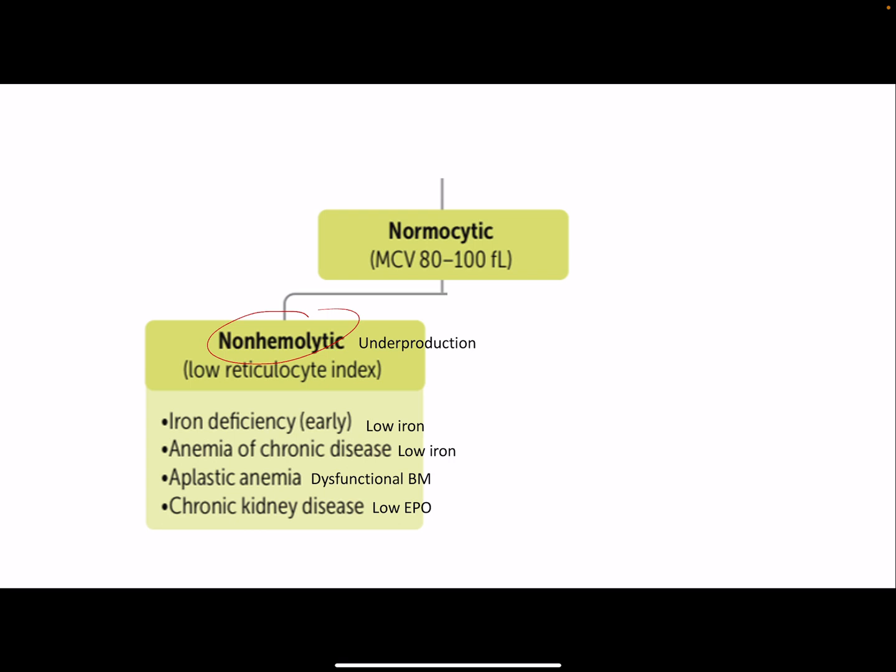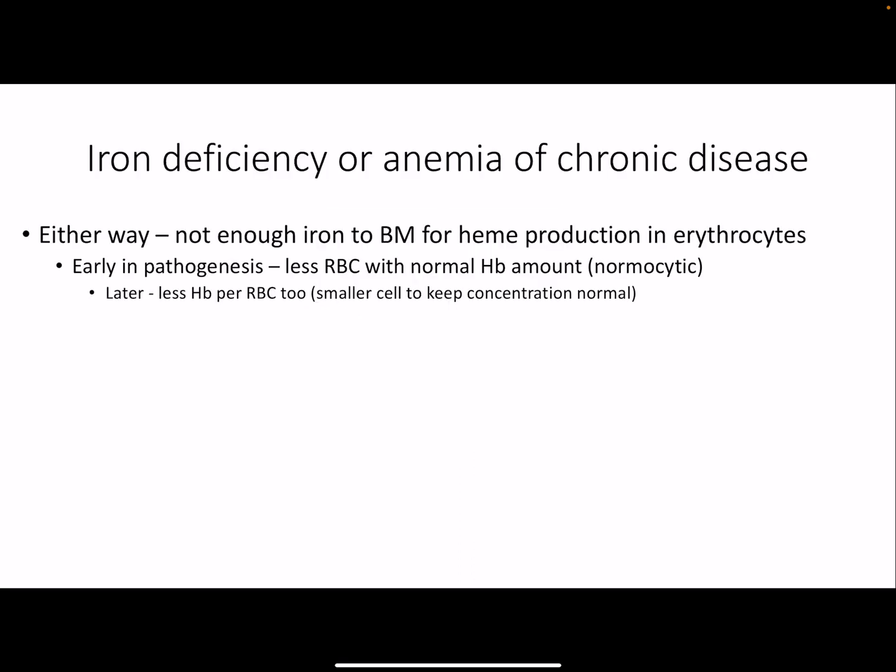A couple different reasons why this might happen. So iron deficiency and anemia of chronic disease. We've really already talked about this, so that'll be quick. But that's a low iron in both cases. We know whether you have low iron or whether it seems like you have low iron because you're hiding it from the monsters. Aplastic anemia means your bone marrow sucks, you're not producing. And then chronic kidney disease, CKD, means your kidneys suck and they're not producing EPO, erythropoietin, which is necessary to stimulate red blood cell production in the bone marrow.